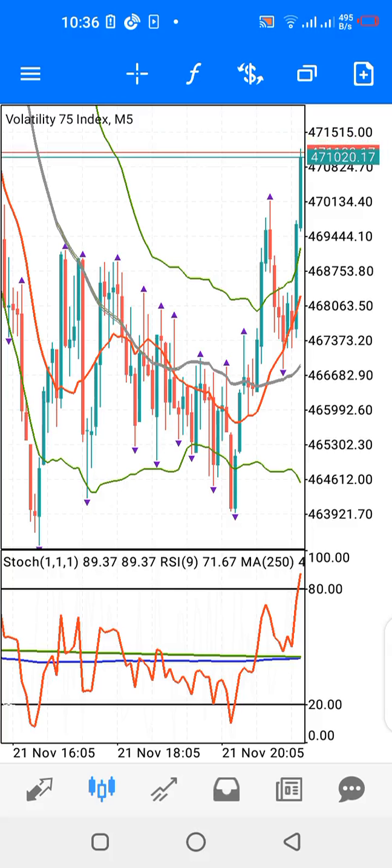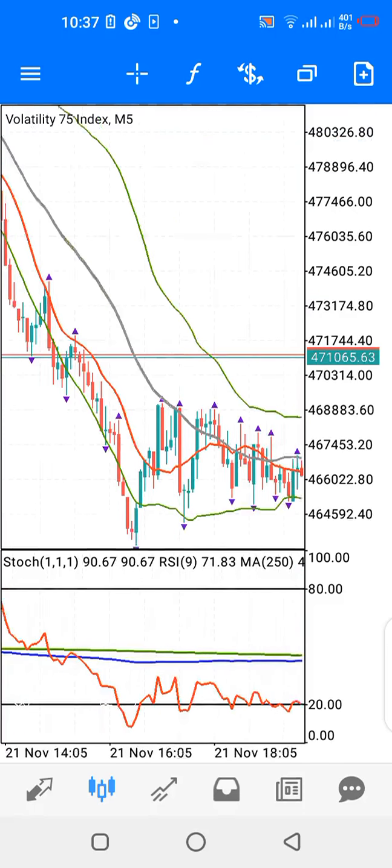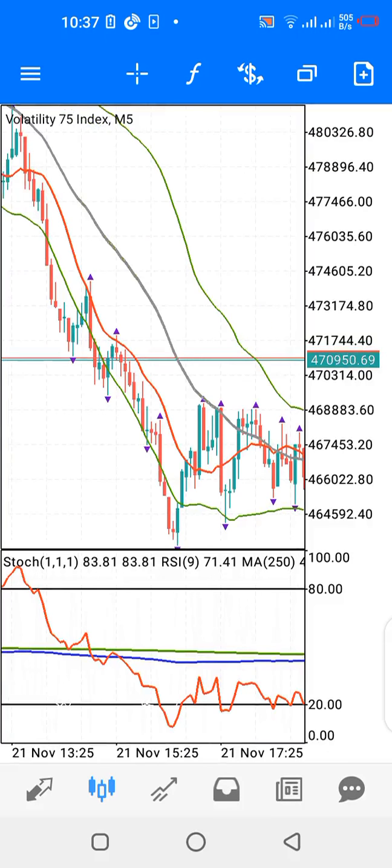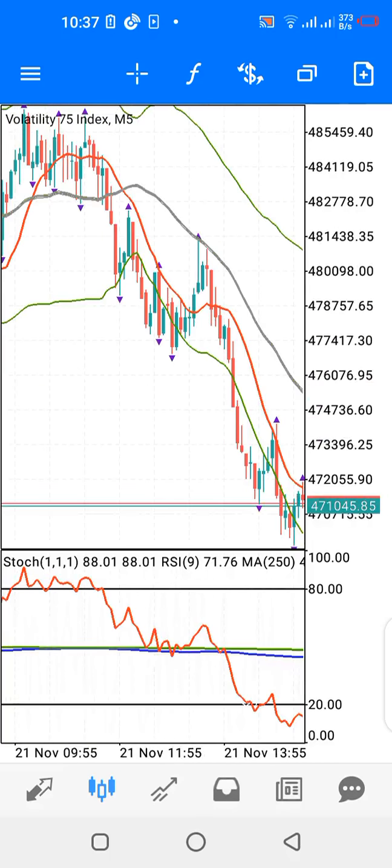Now, today we'll be looking at a strategy you can use to trade Forex or volatility index on MT5 or MT4. It's a simple strategy. I have the volatility 75 index on my chart, on the 5-minute chart. Now I'll explain how you can use this strategy. It is indicator based, and you can use it to trade volatility 75 index on the 5-minute time frame.